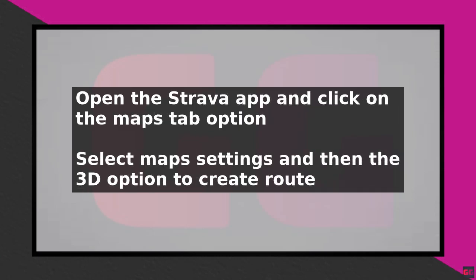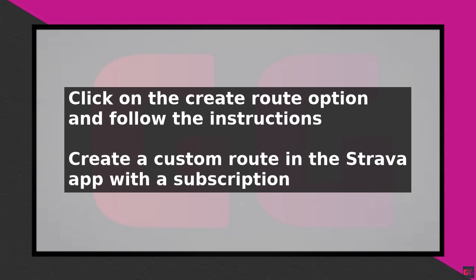After the app has been downloaded, exit the App Store and find the Strava app on your device. Open the app, and you will see several options at the bottom, including Home, Maps, Record, Groups, and You. To create a route, click on the Maps tab.